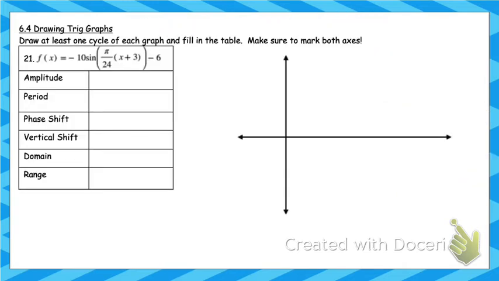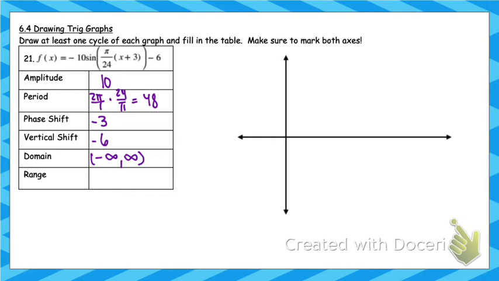All right, now we go another way, actually drawing the graph. So hopefully at this point, identifying these features is not difficult. Amplitude is 10. Period is 2 pi divided by pi over 24, so I'm going to flip it and multiply. So the period is 48. Phase shift is negative 3. Vertical shift is negative 6. Domain is negative infinity to infinity.